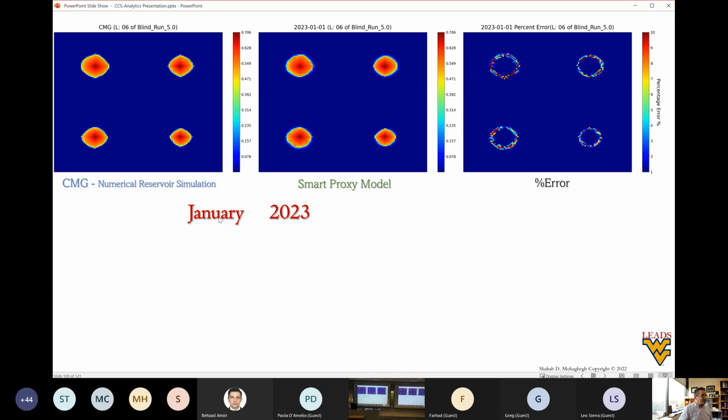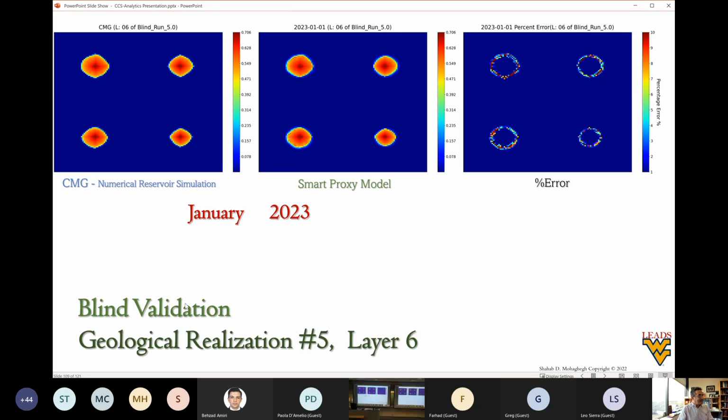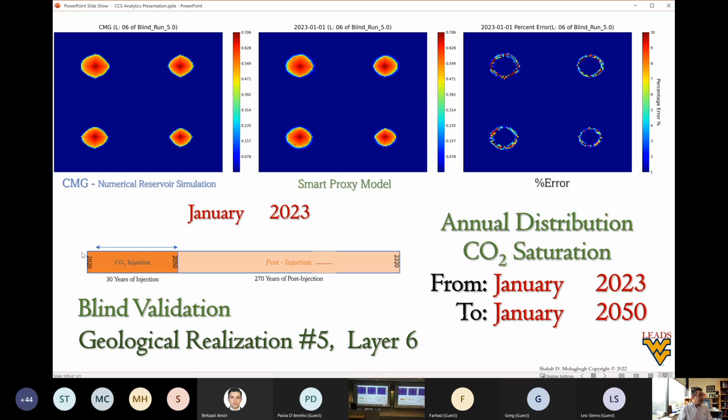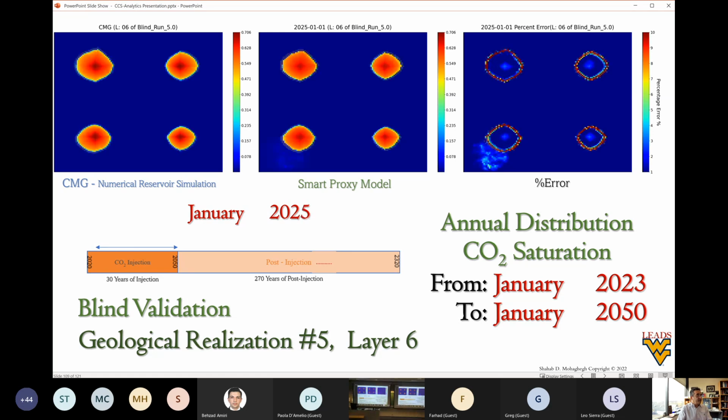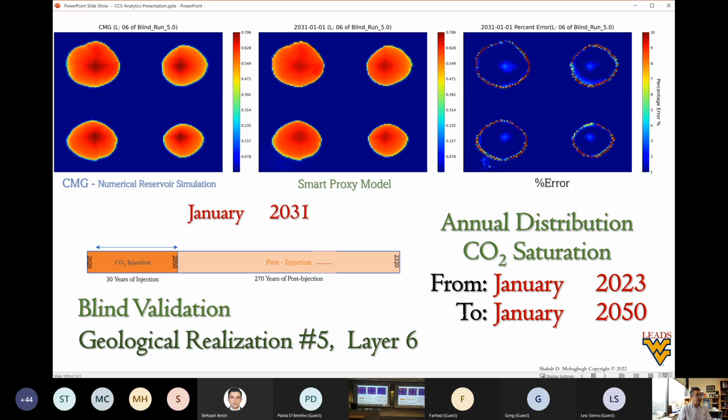And what you're looking at is January 2023, and it's a blind validation. This is generalization number 5 and layer number 6 right now. And now we're going through from 2023 to 2050, from here to here. Okay, so look at it. I'm going to go one by one. So you can see on a yearly basis, 23, 24, 25, and so forth.